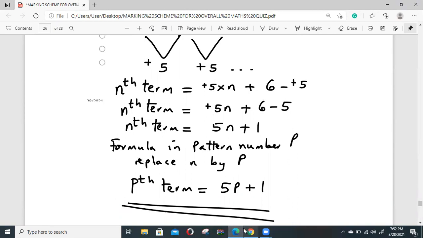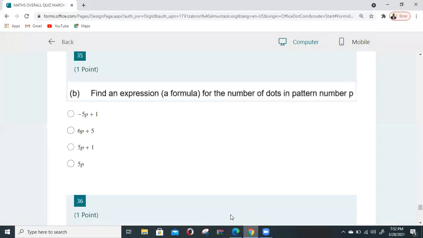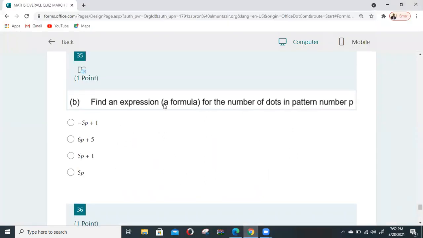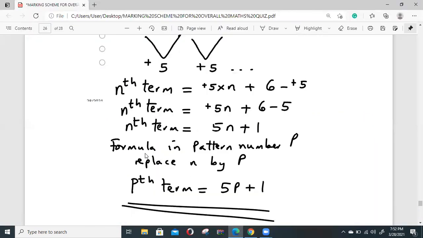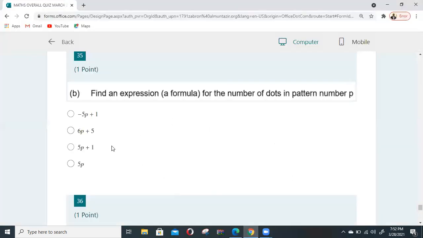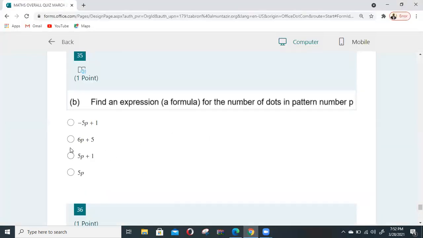Now, because the question here is asking for the formula for the number of dots in pattern number p, we're going to replace n by p. This n becomes p, so instead of the nth term, it will be the pth term equals 5p plus 1. Now go and check if you have 5p plus 1. Yes, we do. You just select this as your answer, 5p plus 1.